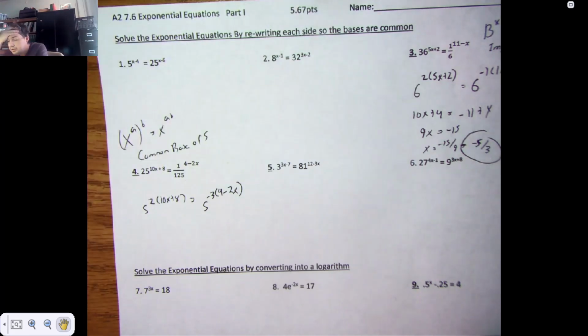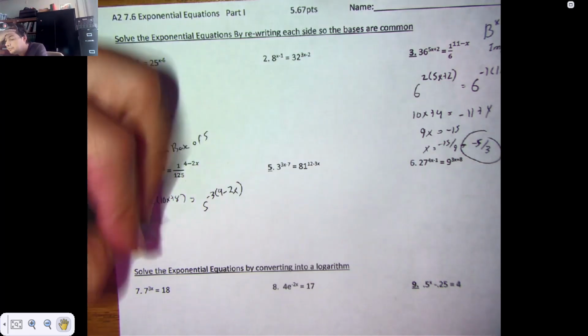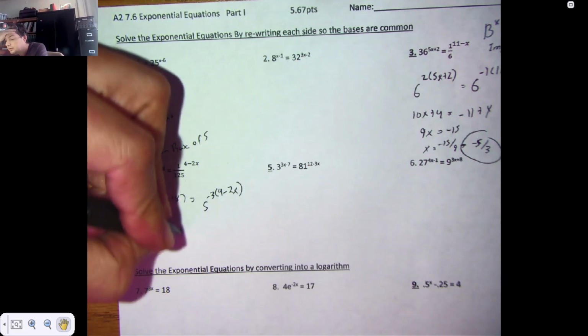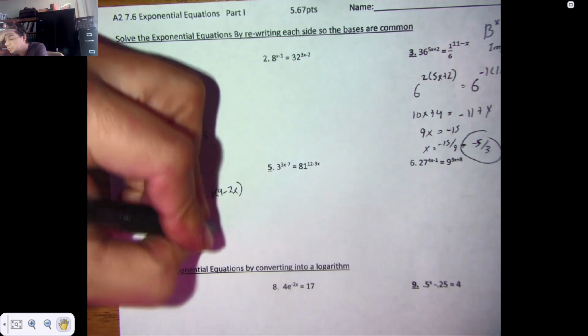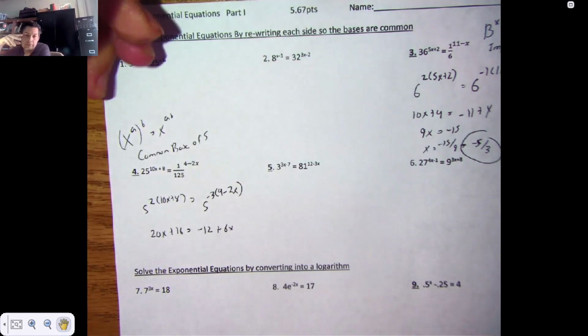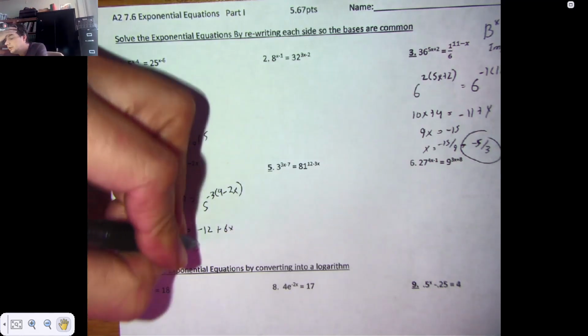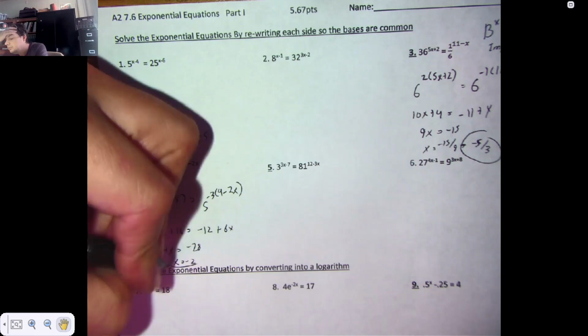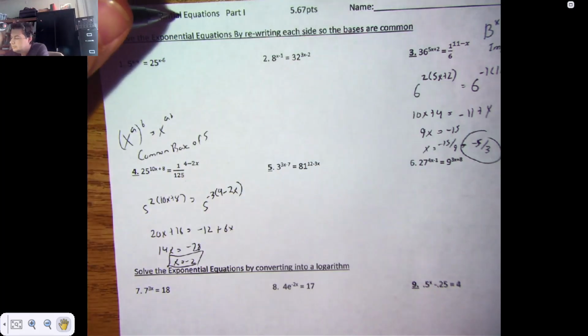So if you understand your cubes, a problem like number 4 is pretty easy. 20x plus 16 equal to negative 12 plus 6x. X is on one side, numbers on the other. 14x is negative 28, and the x value is negative 2. Ta-da! Man, I did a lot of these.